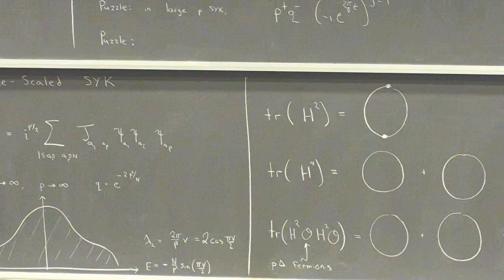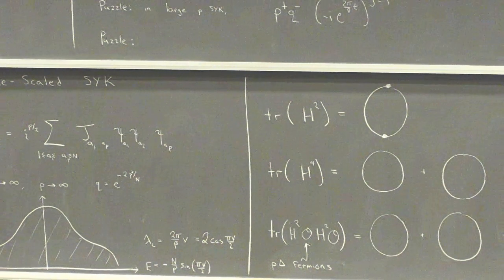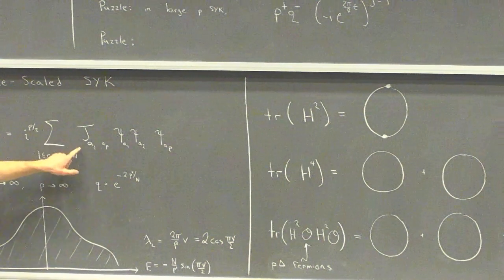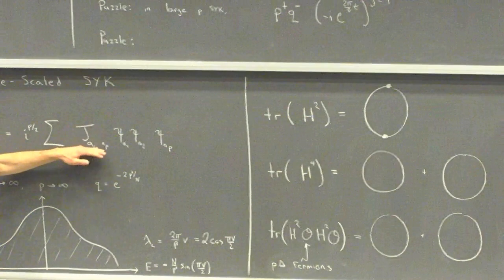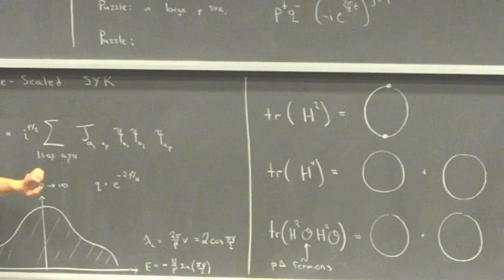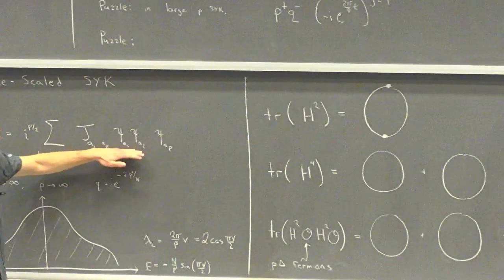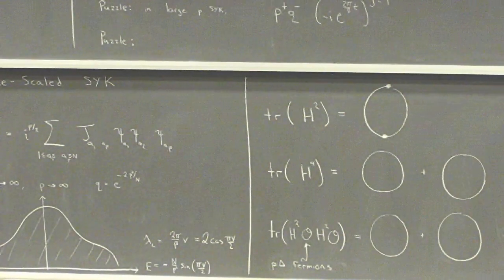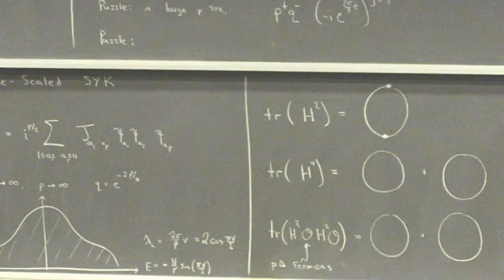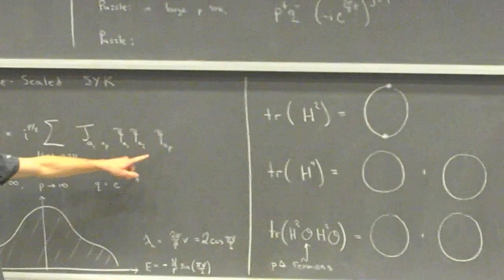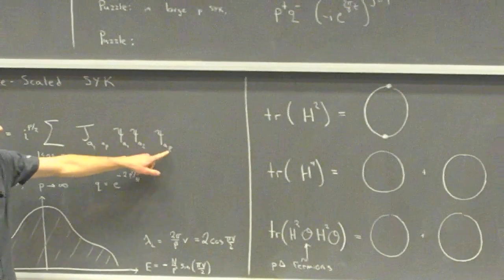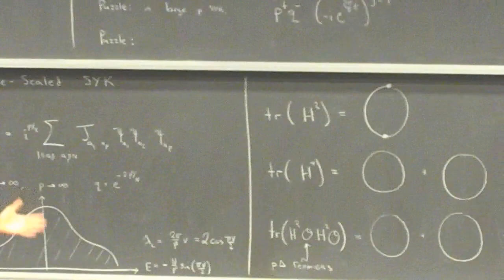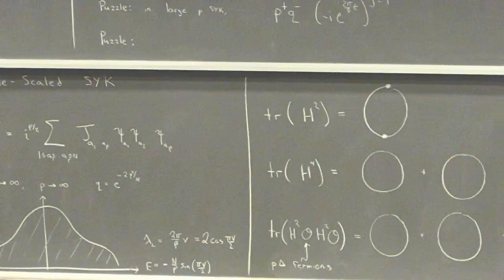So the double-scaled SYK model is defined as an ensemble of Hamiltonians of the following form. We take some random antisymmetric tensor with p indices, random coefficients, and multiply them by a product of p fermions, and sum over all the choices of indices. So there are two parameters: the number of fermions in the interaction, p, and the total number of fermions that you can pick from, which is n.